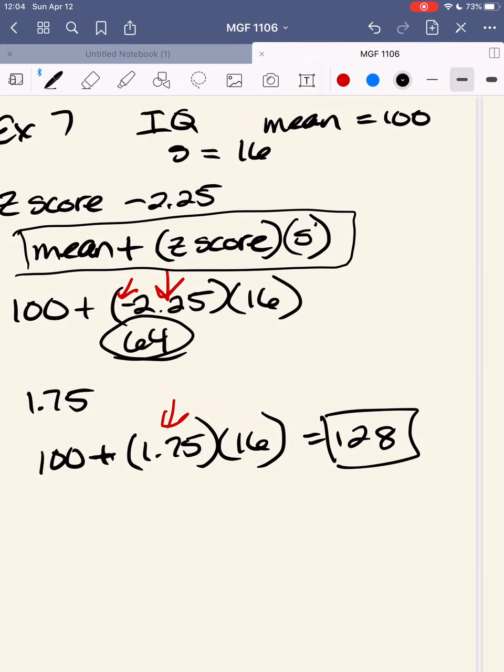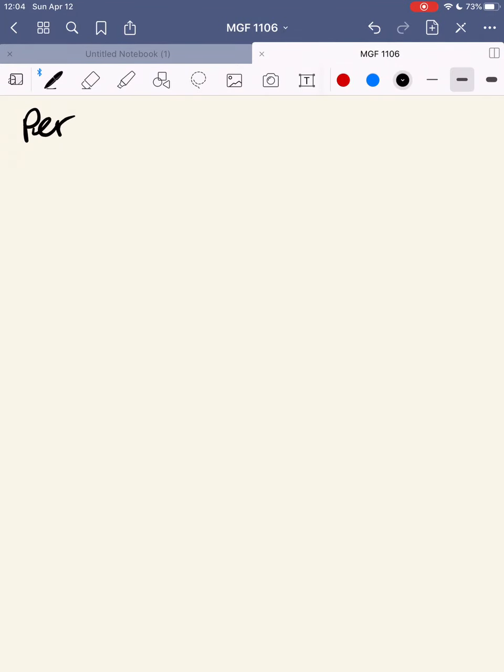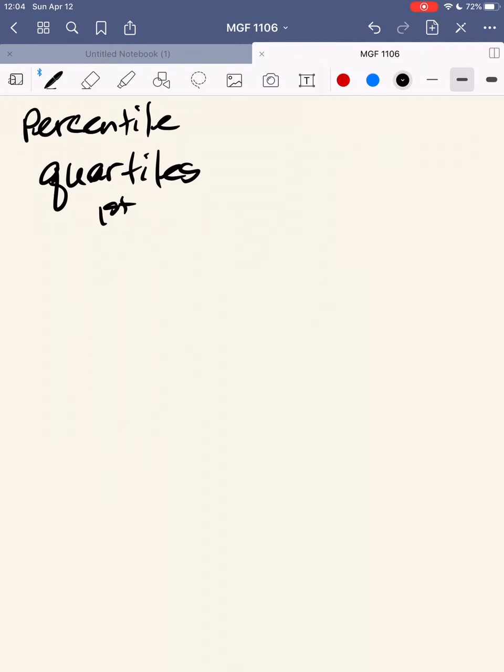Now I want to look at this idea of percentiles. We hear this a lot, especially when it comes to young children about their height, that they fall in this percentile or that percentile of height. The first thing we want to talk about is quartiles. We have 4 quartiles. Our first quartile is our first 25% of the data, so 25% of the data will be below that first quartile point. For our second quartile, 50% of our data falls below it.